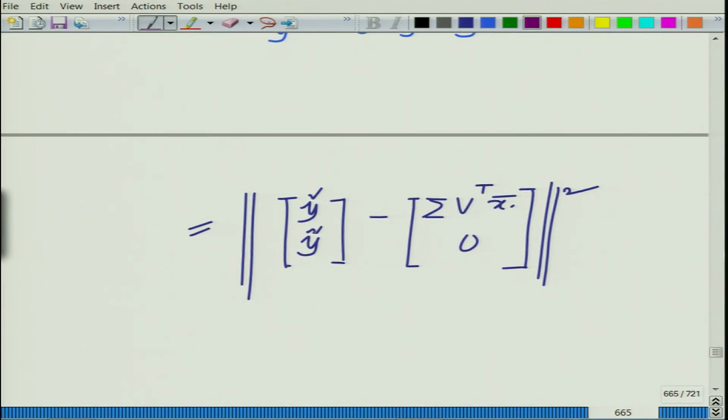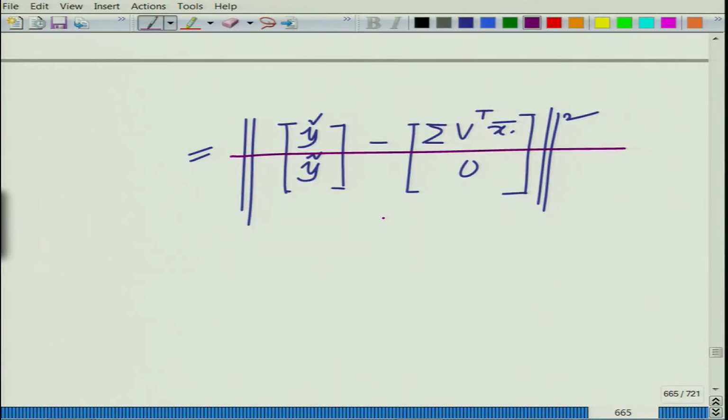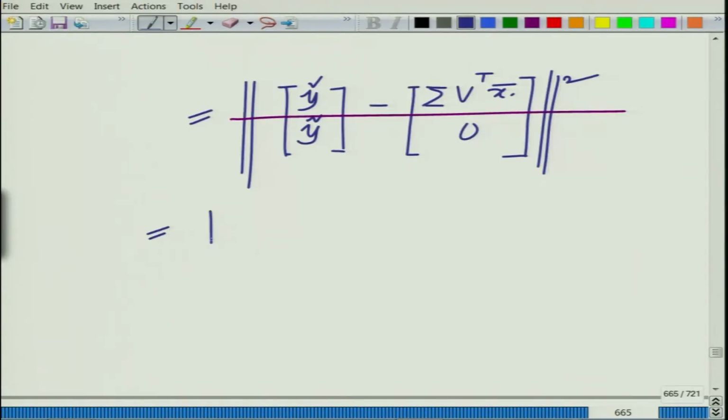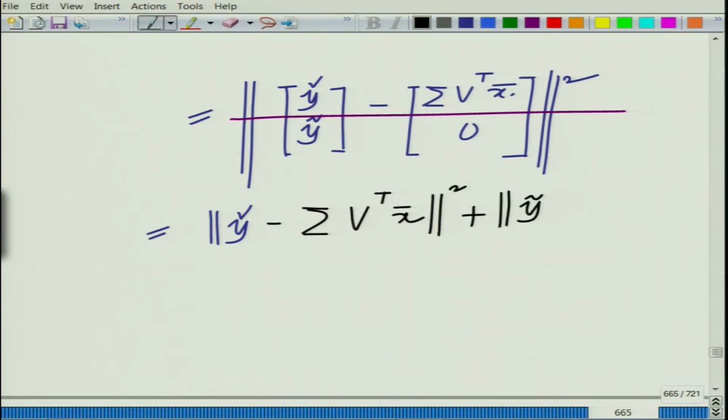So, if you partition this into two parts, you take the norm square of a vector, that is the norm square of the top part plus the norm square of the later part. So, this is essentially the norm square of y check minus sigma v transpose x bar, plus the norm of y tilde square. Now, you can see this is a constant, does not depend on x bar.